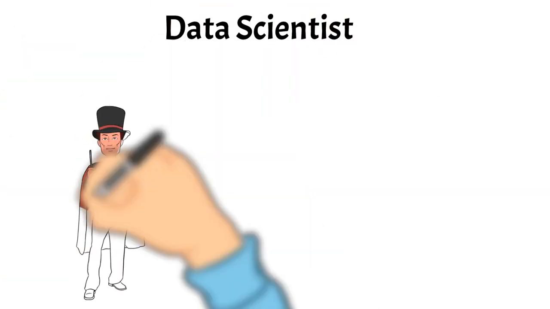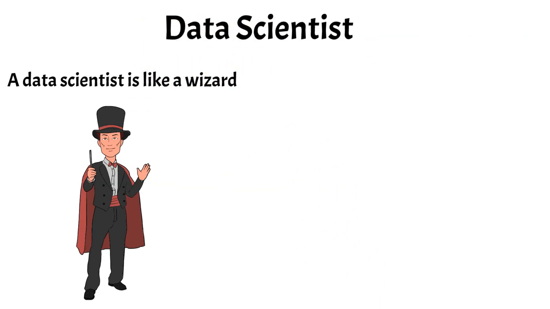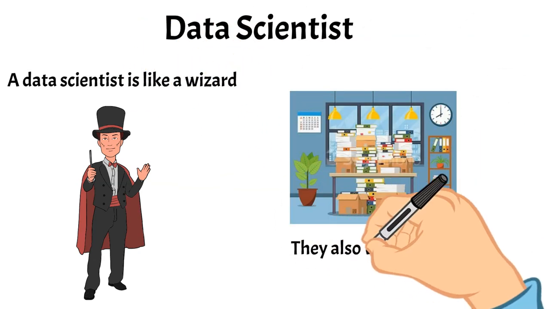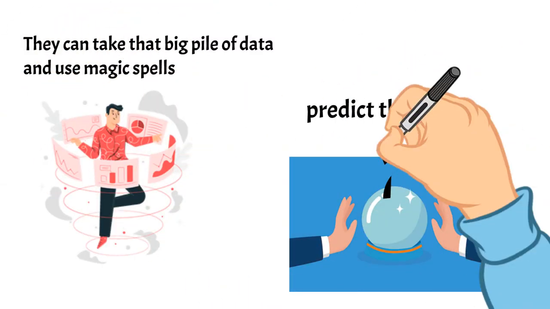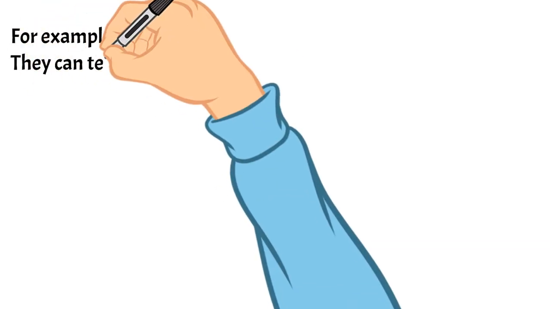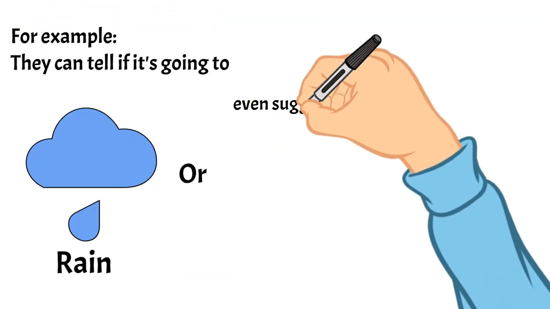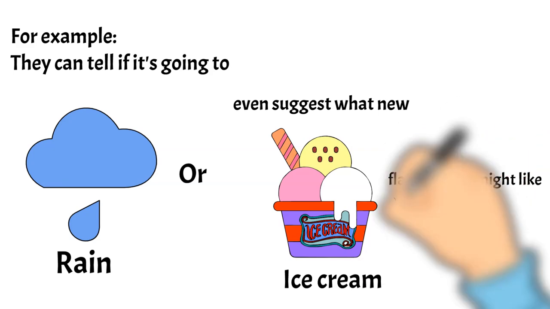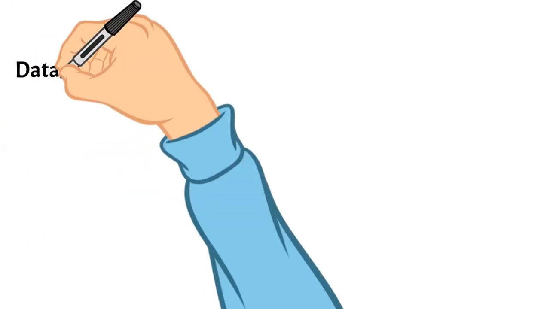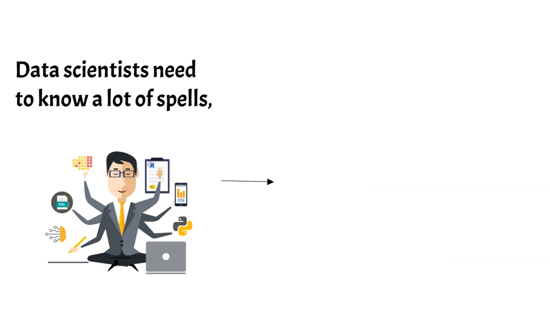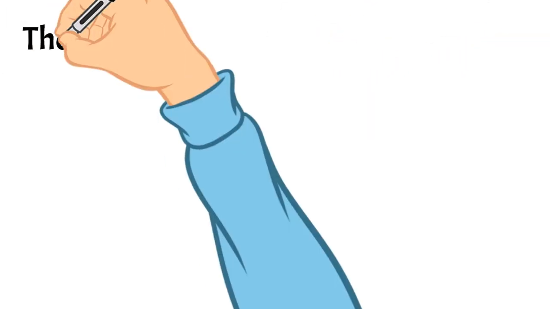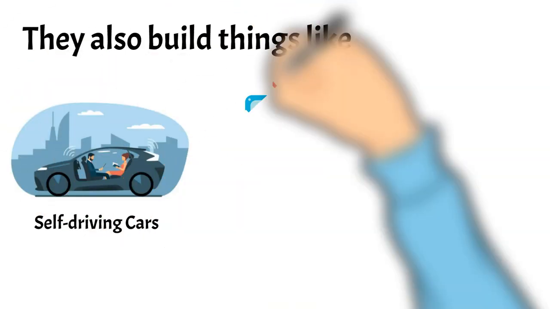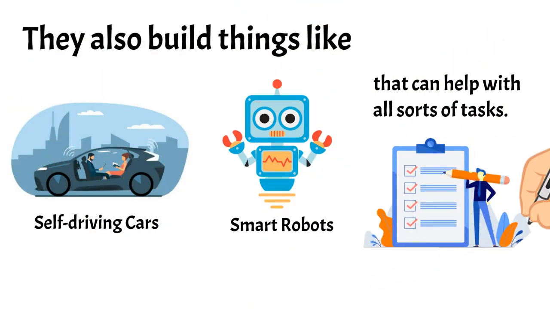Data scientist. Now, a data scientist is like a wizard. They also work with data, but they do much more. They can take that big pile of data and use magic spells to predict the future. For example, they can tell if it's going to rain next week or even suggest what new ice cream flavor people might like based on what they've liked before. Data scientists need to know a lot of spells, like how to teach a computer to learn and make decisions by itself. They also build things like self-driving cars and smart robots that can help with all sorts of tasks.